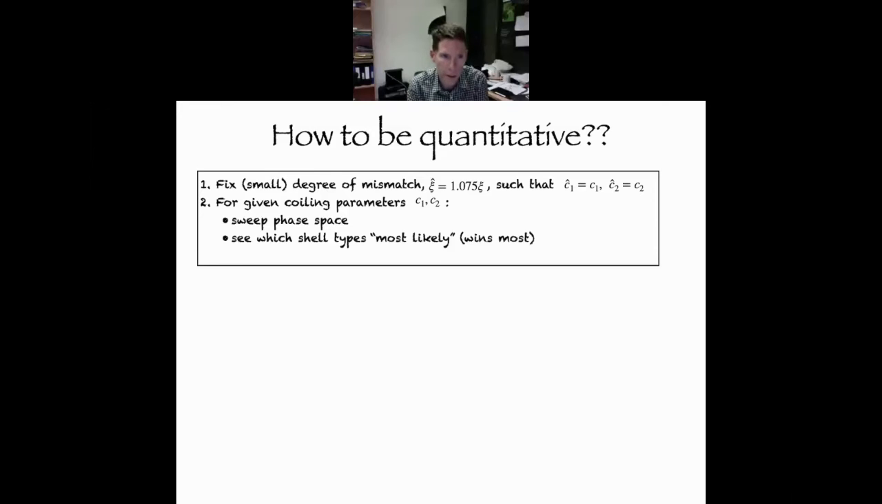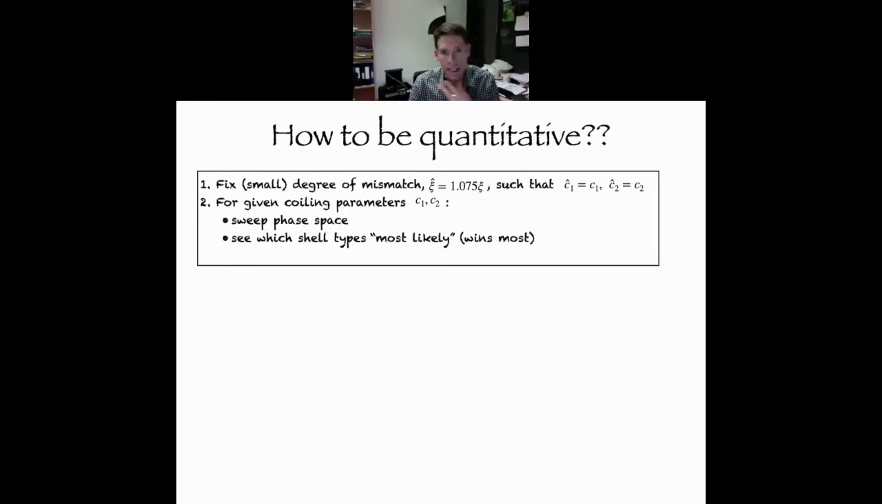And so here's what we're going to do. I'm going to fix a small degree of mismatch, in fact, only in one of those parameters. So the coiling looks the same. They're trying to produce the same logarithmic spiral, the body and the secretion. It's just that the body is growing a bit faster than it's secreting, and so it's becoming compressed.